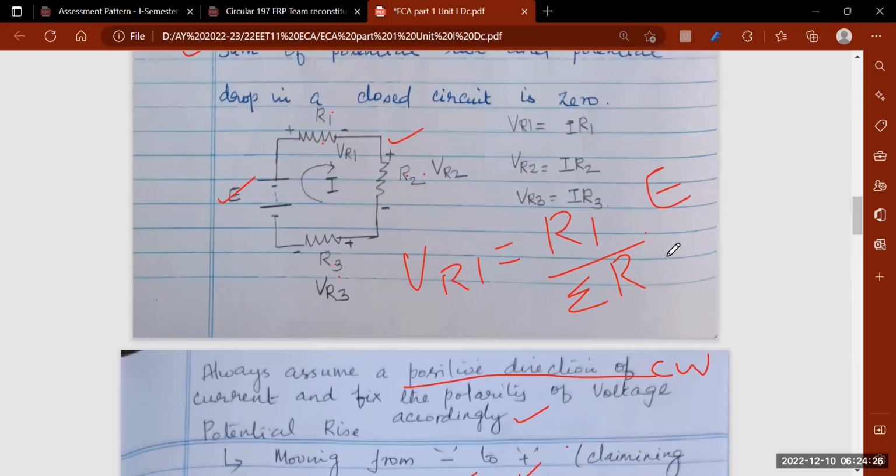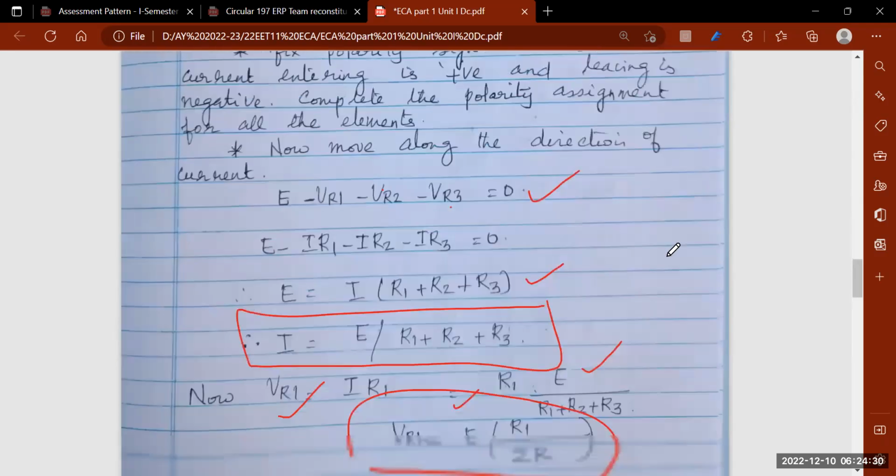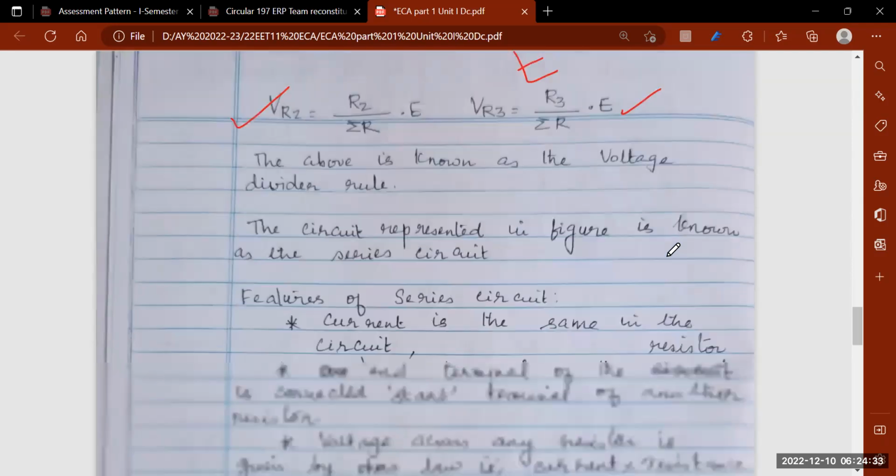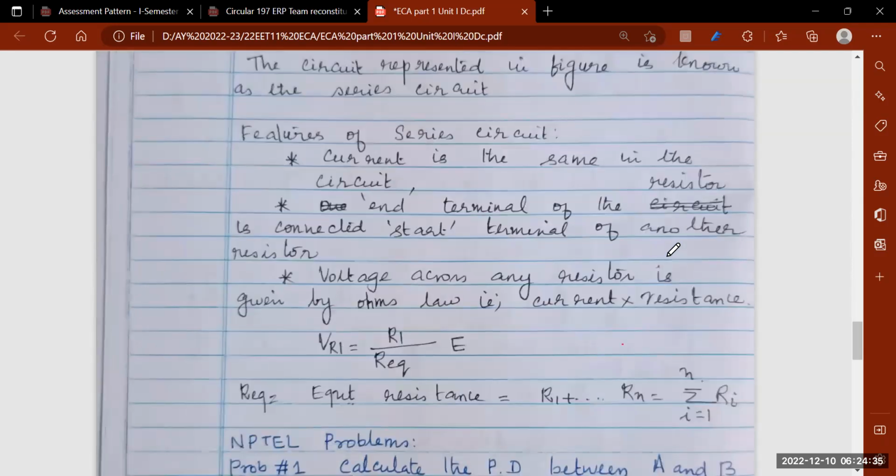So what are the characteristic features of a series circuit? The features of a series circuit: in the series circuit, current is the same. A single current is flowing in the entire circuit. How will you define series? If you have two resistors like this, the end terminal of the first resistor is connected to the starting terminal of the next. So when you do a connection like this, it is called a series circuit.